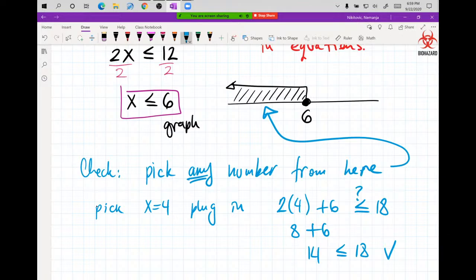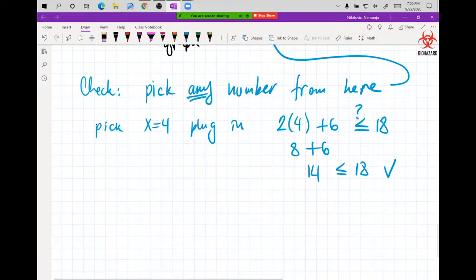Now, if you picked 10, let's say for some reason you shaded this way, and then you pick 10 to check. How much is 2 times 10? 20. And plus 6 is 26. Is 26 bigger or smaller than 18? Greater than. Right? So you see that will be wrong. So you can always detect when you solve these problems wrong if you pick a value and check real quick to see that it gives you a correct statement. That's a cool part about this.